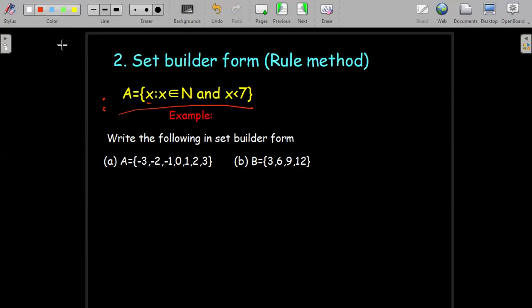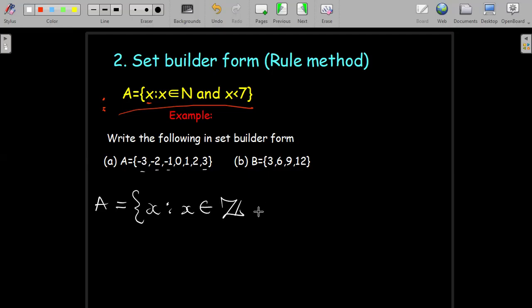So to write this in set-builder notation, we have set A, and they're telling us that when you look at it, we have numbers from -3, -2, -1, all the way up to 3. So how do we write that? We say this is a set of x such that x is an integer. You can say x is a real number, but x is an integer, of course.